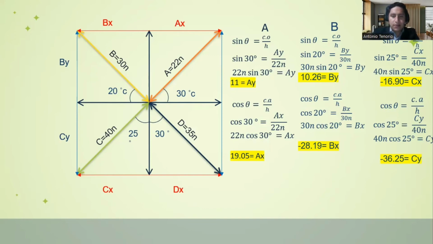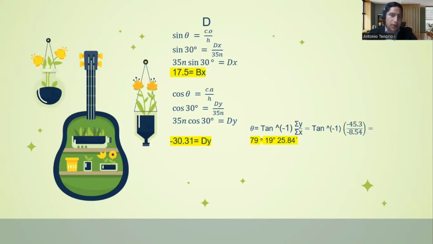So when I look at the problem, I see the 1, 2, 3, 4, 5, and 6 results, and the next step is to add everything on the line of the Cartesian J, and add everything on the line of the X. Now in this part, vector D, the result is 17.5 equals DX, and the cosine result is negative 30.31 equals DJ.